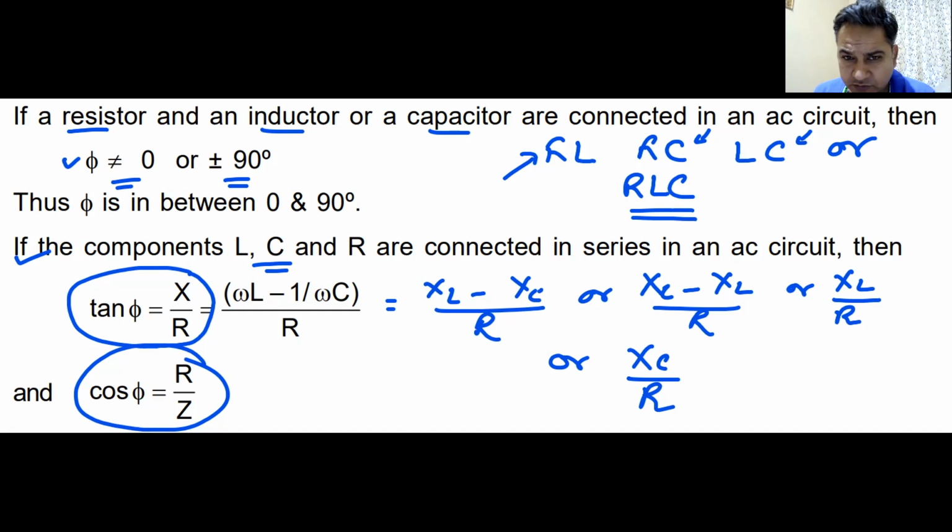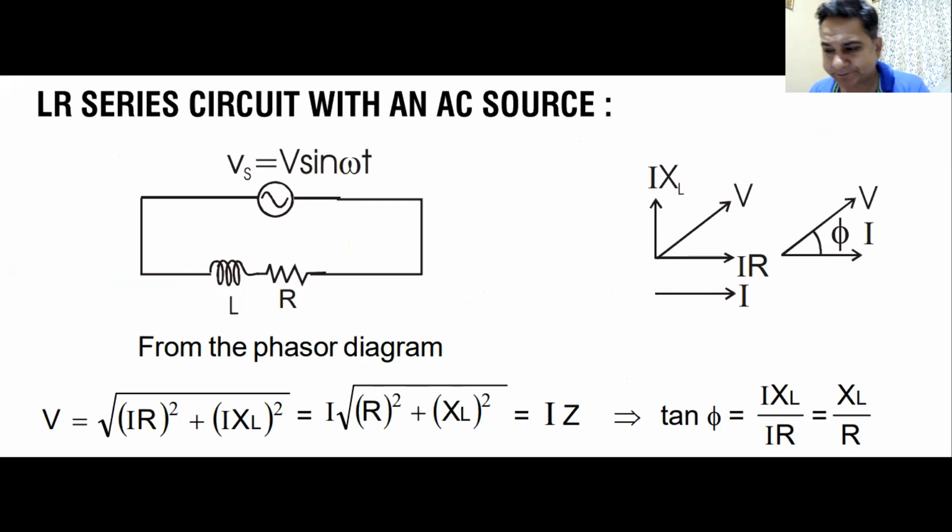Well, I hope you have noted this down. As I told you, there could be many cases possible. We look at the first case very briefly. This one, LR series circuit. So it's a combination of R, which is resistance, and L connected across an AC source.